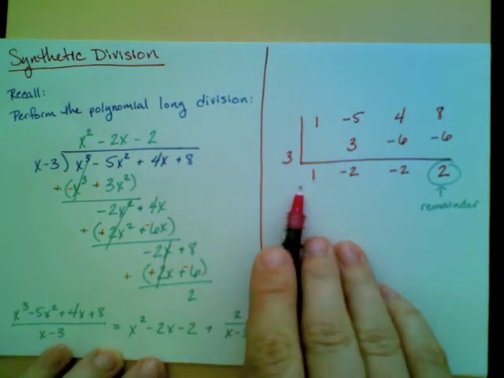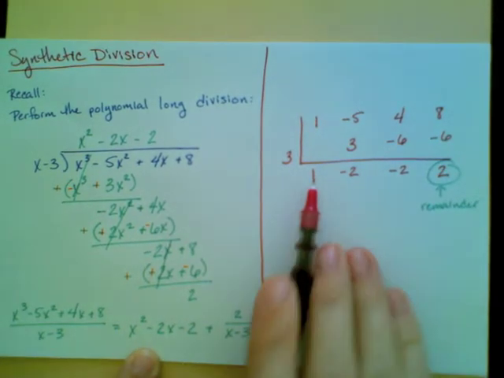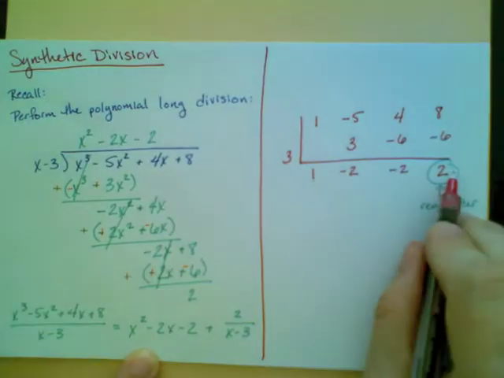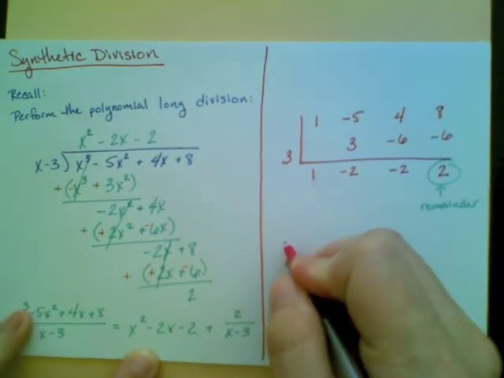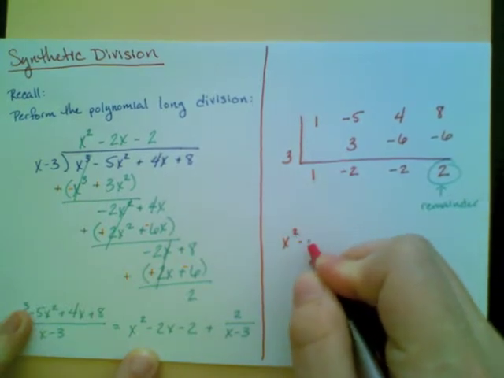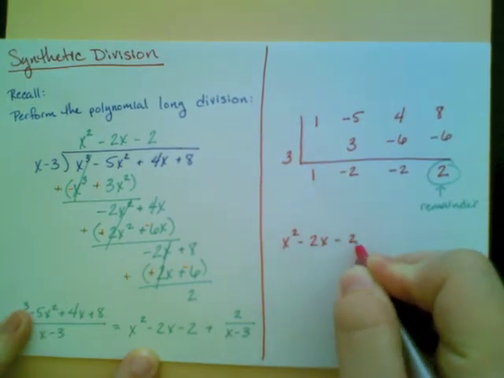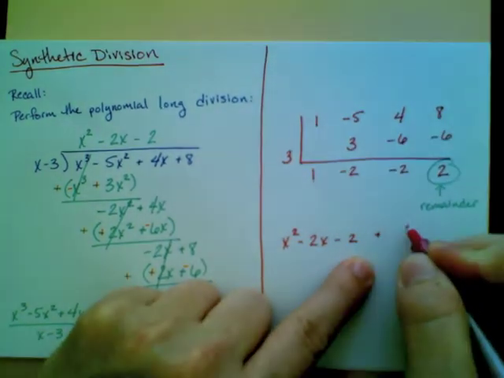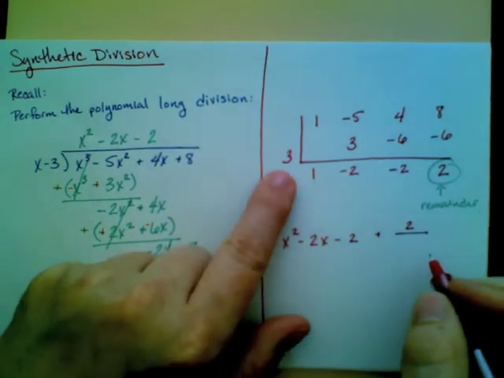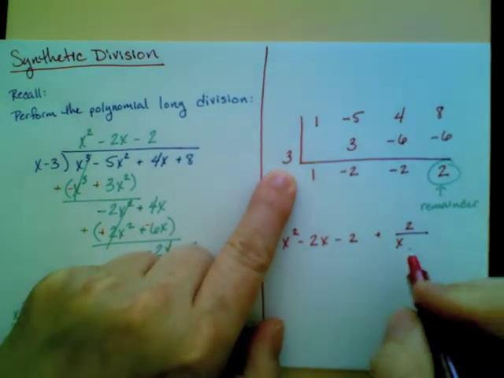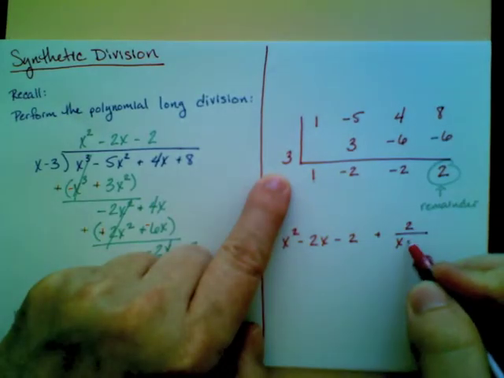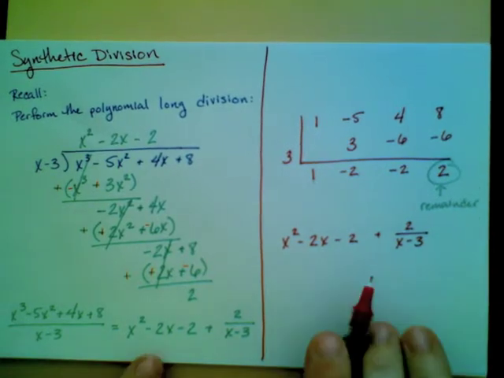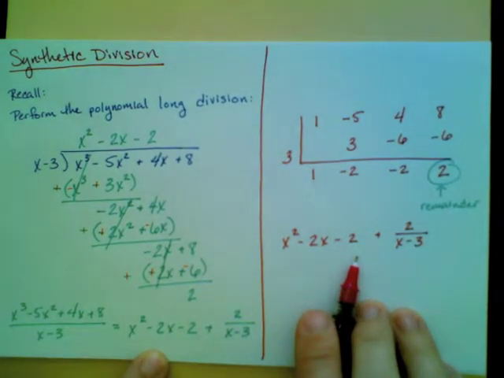Now, notice that these numbers are the same as the coefficients of our result. So that was our remainder. And we've got x squared minus 2x minus 2 with, and we can always put our remainder over our divisor. Now your divisor will always be x minus this number. And so there is our result. We got the same thing with our shortcut as we did doing it the long way.